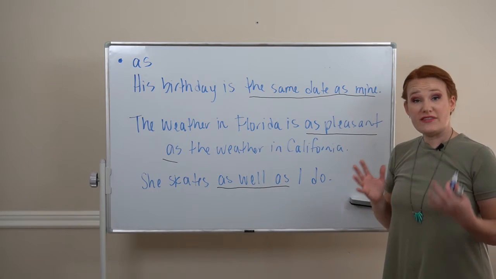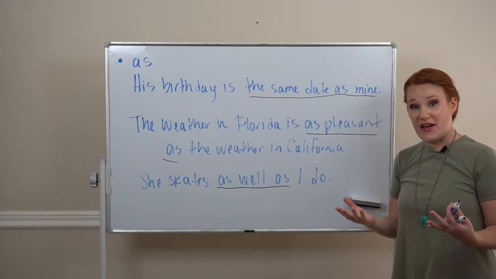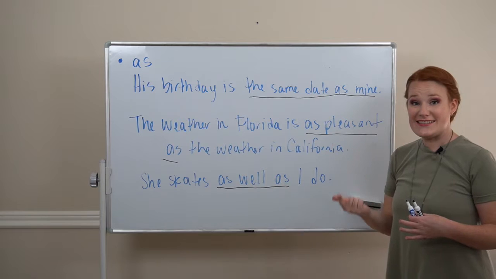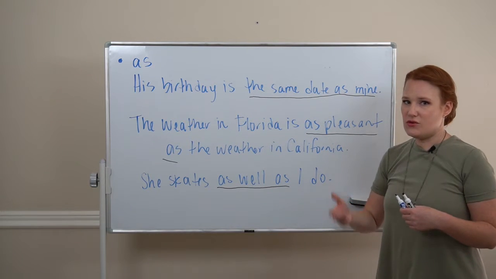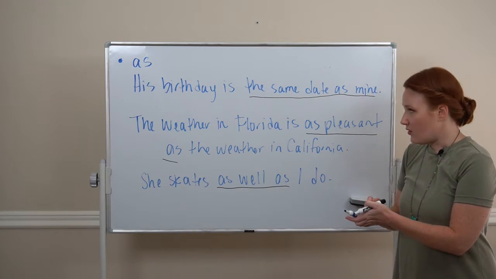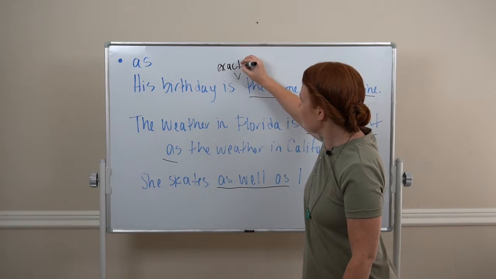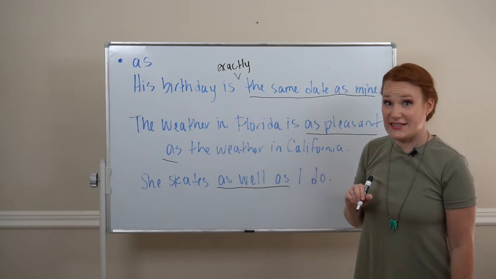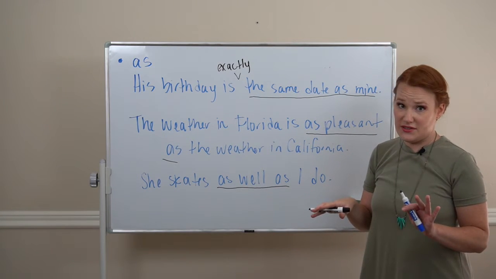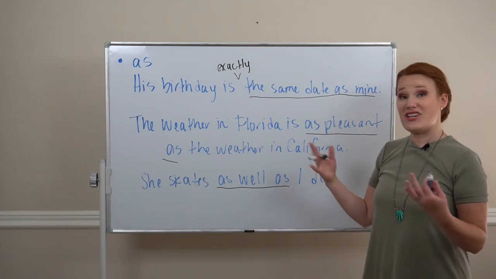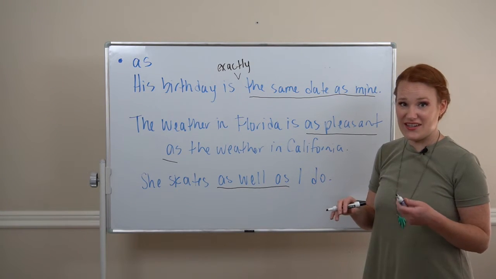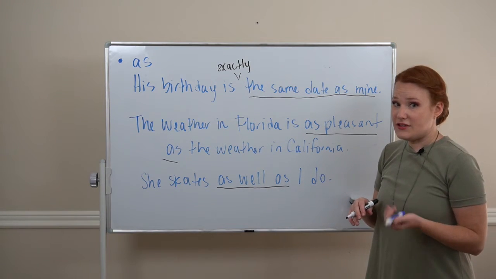To add a little more flavor, we can use some quantifiers like just, exactly, almost, or nearly. So I could say his birthday is exactly the same date as mine, not even a little bit different. Or his birthday is just the same date as mine. Again, it means equal. I could use almost.